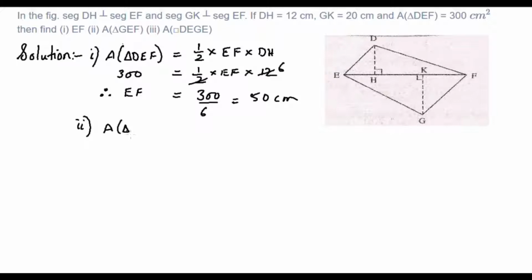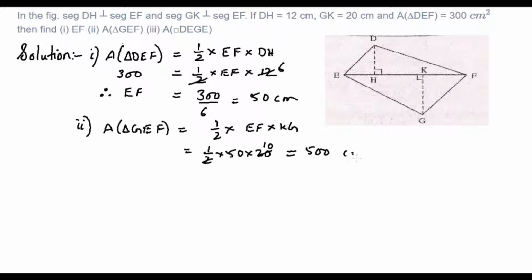Now, area of triangle GEF equals half into EF into GK. Okay, so half into 50 into GK, that is 20. So this is 500 centimeters. See, it is area, so centimeter square.